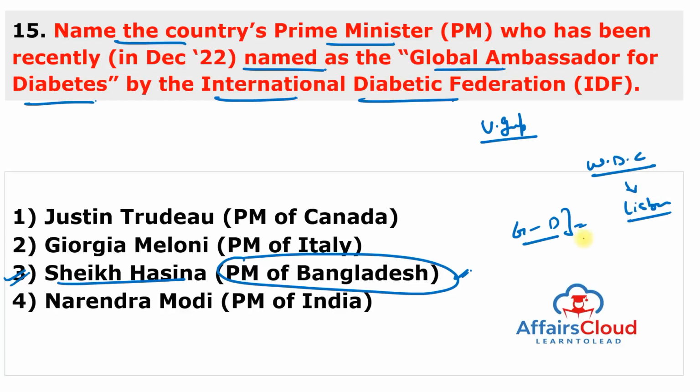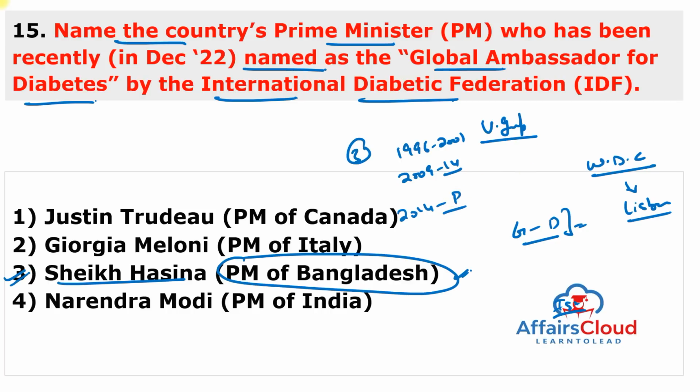So Prime Minister Sheikh Hasina is the first Global Ambassador for the Diabetes, and Sheikh Hasina served as the Prime Minister of Bangladesh 3 times, like 1996 to 2001, 2009 to 2014 and 2014 to present, and she is the longest serving Prime Minister in the history of Bangladesh.